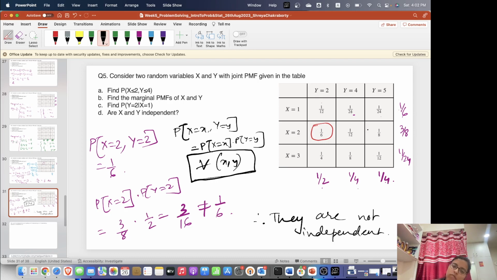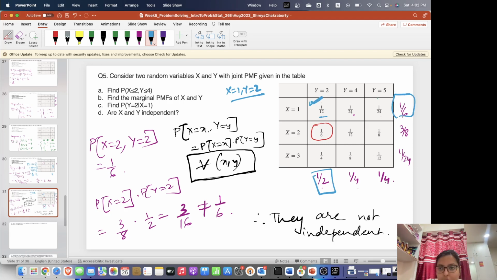My question is, why did you select x equal to 2 and y equal to 2 only? I did not select only that. I can also proceed, but I stopped here because I found one contradiction. I was going row wise. For 1/12 it's holding. If I have x equal to 1 and y equal to 2, this is 1 by 12, and this one into this one is also 1 by 12. So this is passing.